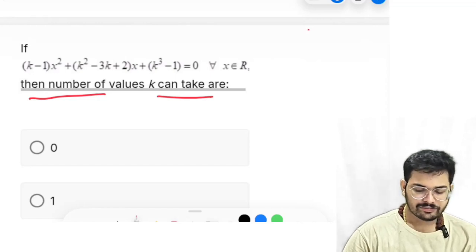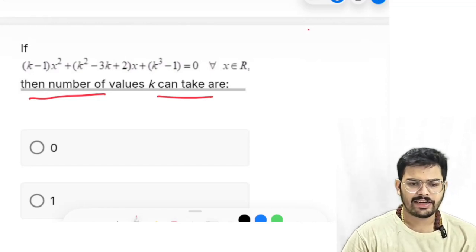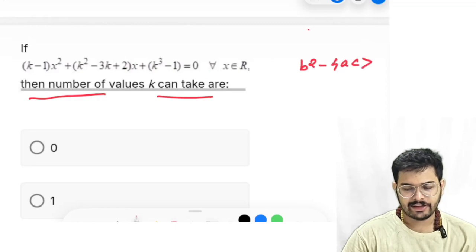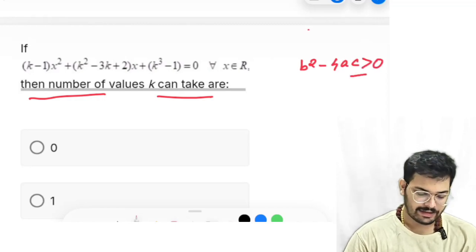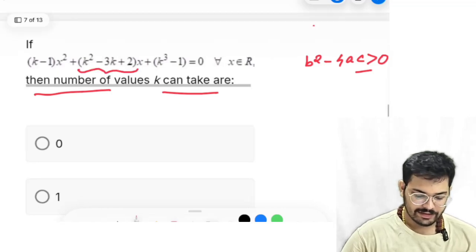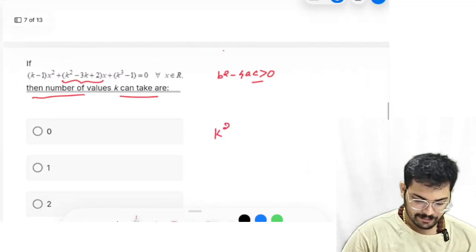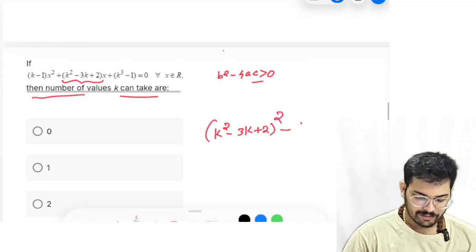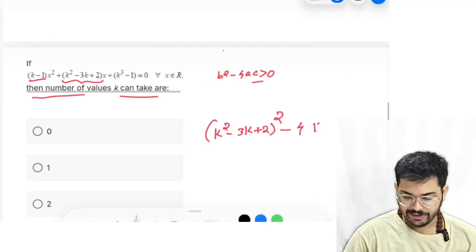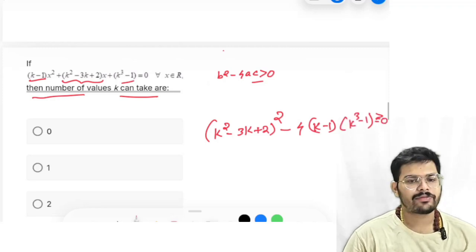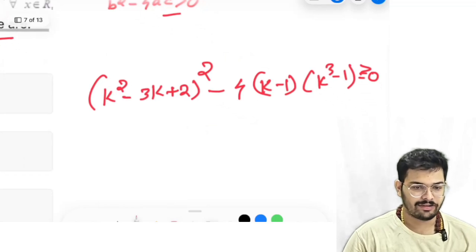Now the thing is, since the quadratic equation has real roots, we know that b² - 4ac will be greater than or equal to 0. Now what is the value of b? b is the coefficient of x, that is (k² - 3k + 2)² - 4 × (a value is k - 1 and c value is k³ - 1) ≥ 0. Now we will be solving this inequality.